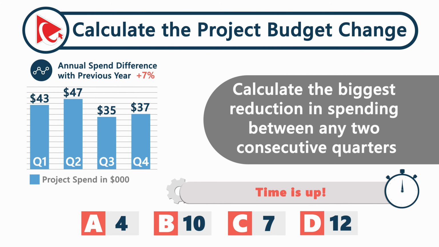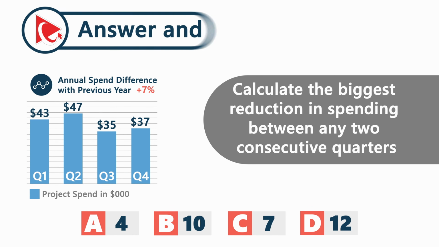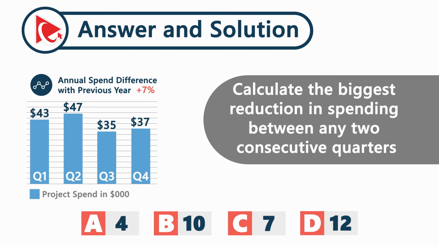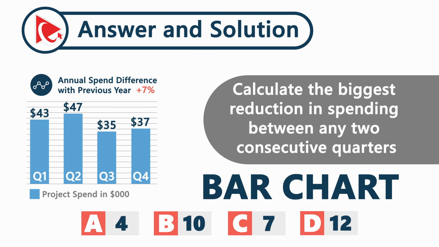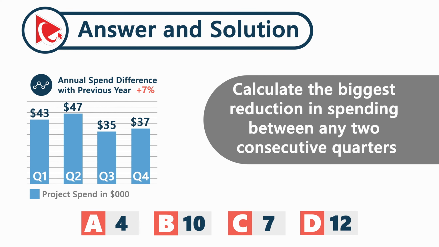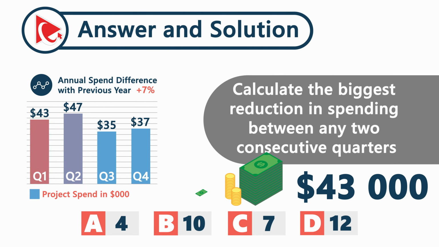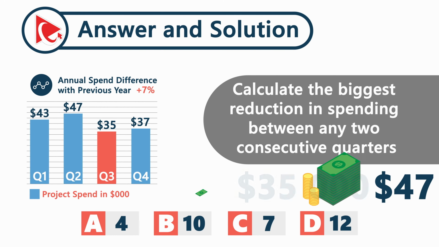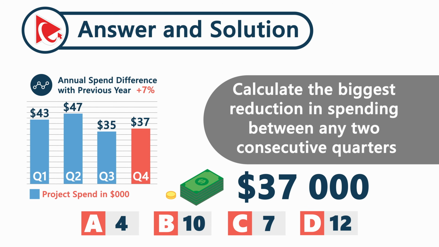Time's up. Do you have your answer ready? To get to the correct answer together, let's start by understanding the chart and understanding the data. You're presented with what's called a bar chart. A bar chart shows a separate bar of spending for each quarter: Quarter 1, Quarter 2, Quarter 3, and Quarter 4. If you look closely, you will see that project spend, which is represented in the chart, is shown in thousands of dollars. For example, the Q1 spend is $43,000, Q2 spend is $47,000, Q3 is $35,000, and Q4 is $37,000.